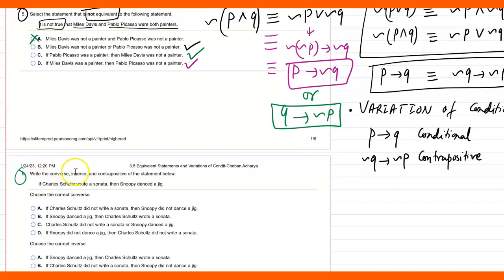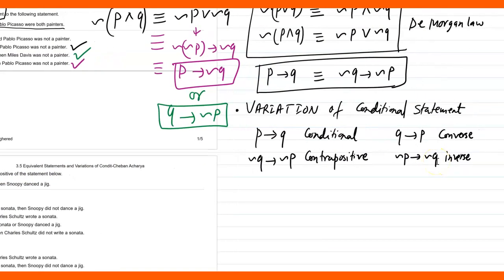Write the converse, inverse, and contrapositive of the statement below. We already mentioned that the converse is just reversing the statement. For example, P right arrow Q, the converse is going to be Q right arrow P. For the contrapositive, you reverse the statement and negate each statement. And for the inverse, you do not reverse the statement but just negate. That's the inverse.